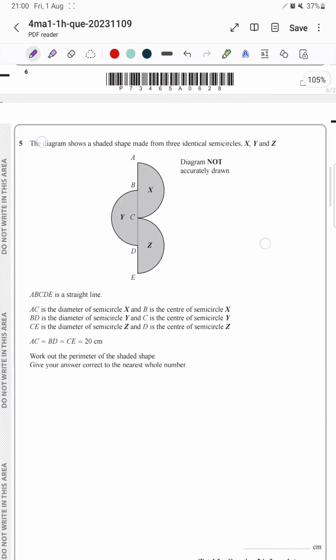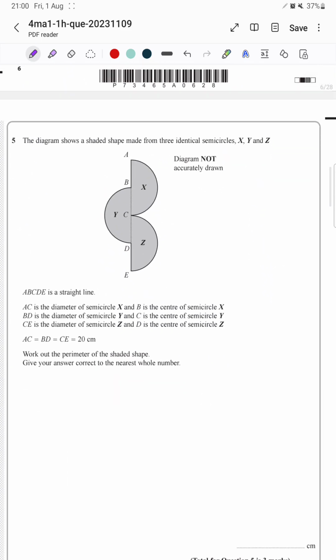Then we have the next question. The diagram shows a shaded shape made of 3 identical semicircles. First is this one, second is this, and the third is this. ABCD is a straight line. Then we are given AC is the diameter of the first semicircle, BD is the diameter of the second semicircle, and CE is the diameter of the third semicircle. So we are given all these values are 20. So every circle has a radius of 10 centimeters.